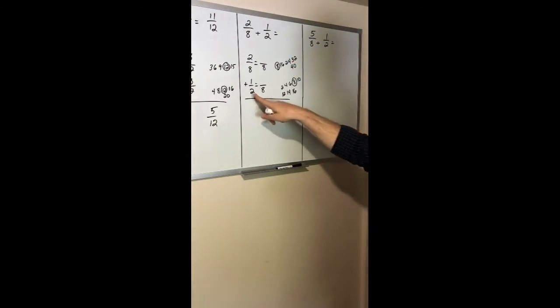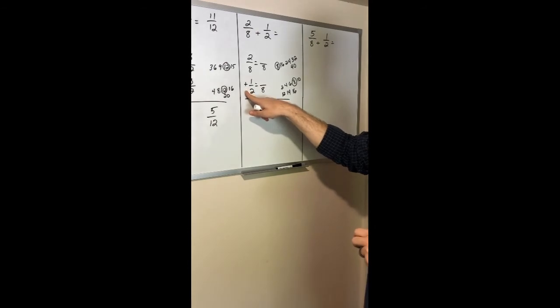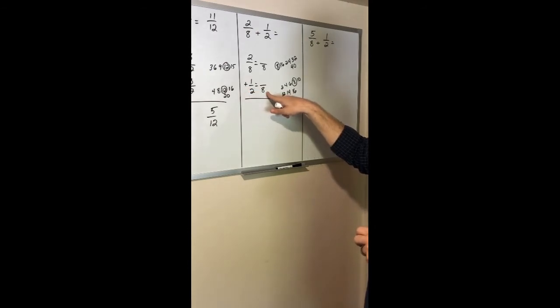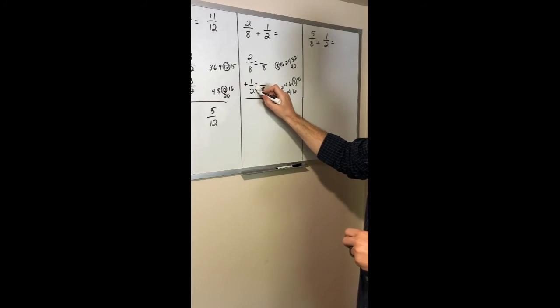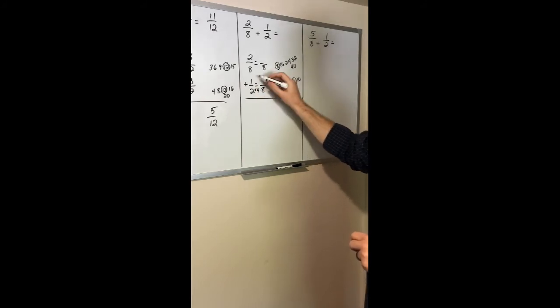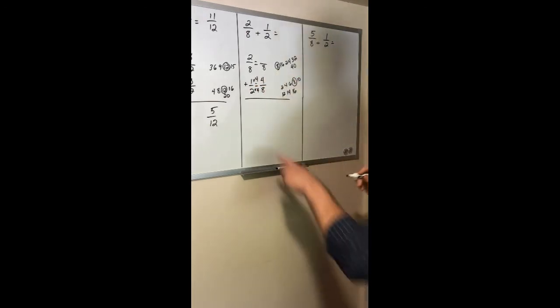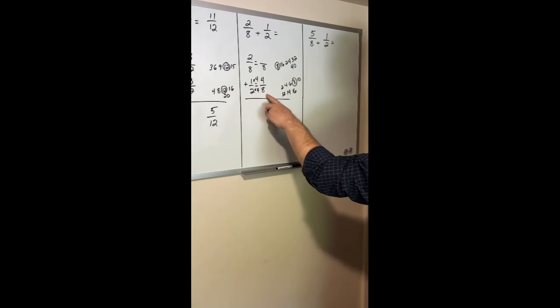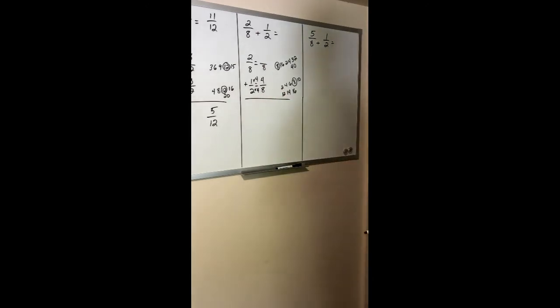So let's use 8. So what I'm saying again is 1/2 is equal to something over 8. So 2 times something equals 8. That's 4. Remember, if I do it to the bottom, I have to do it to the top. 1 times 4 is 4. So I'm saying 1/2 is equal to 4/8. And some of you know that off the top of your head.